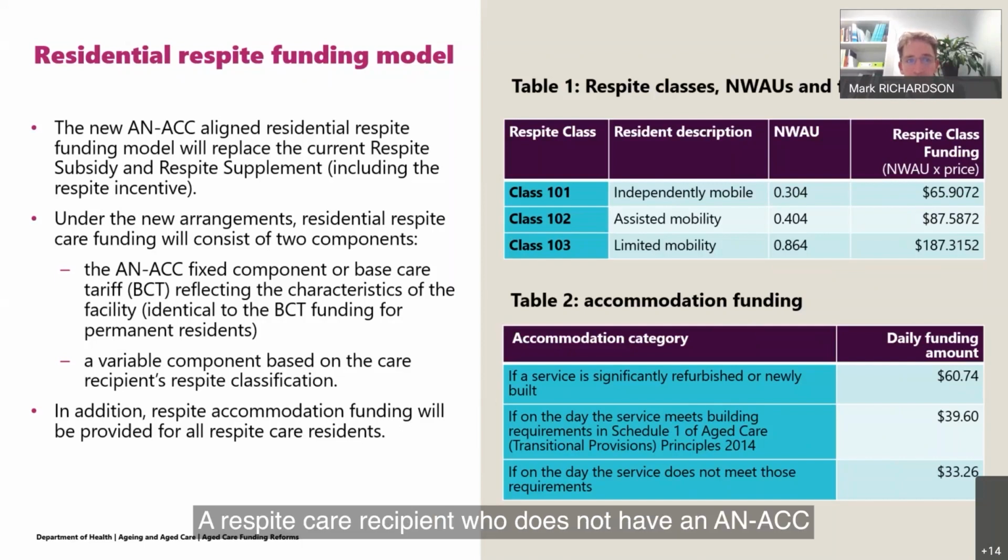A respite care recipient who does not have an AN-ACC respite classification in place by the 1st of October 2022 will be assigned a Class 101 classification if they have a low respite approval, or a Class 102 classification if they have a high respite approval, or if they have both a low respite and high respite approval.